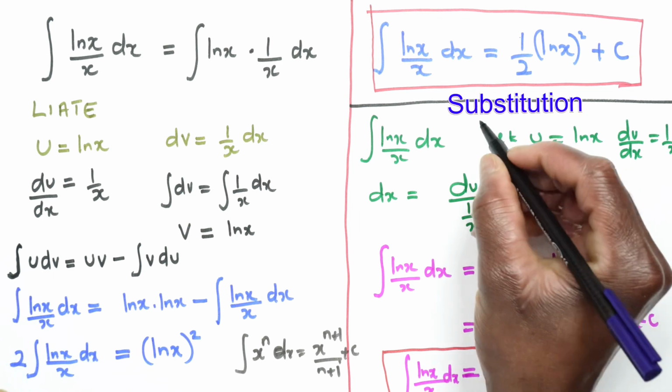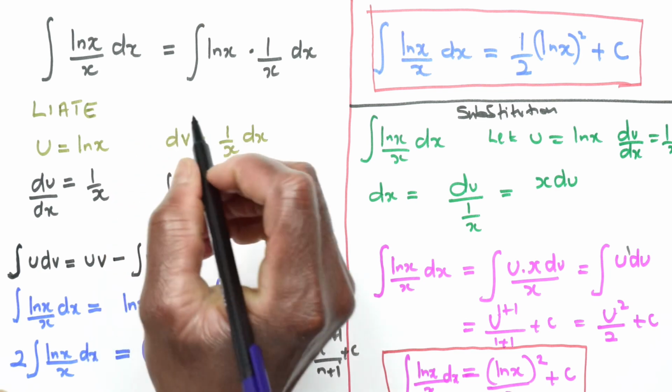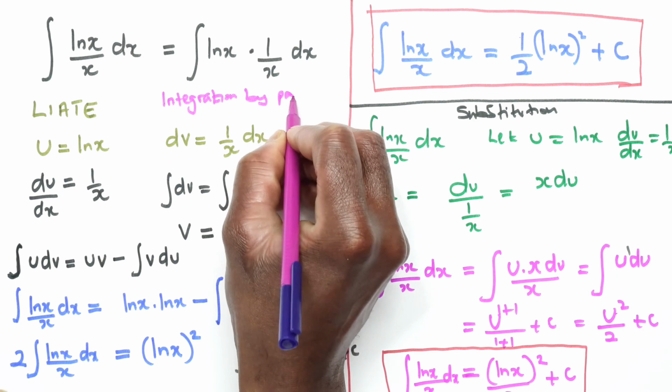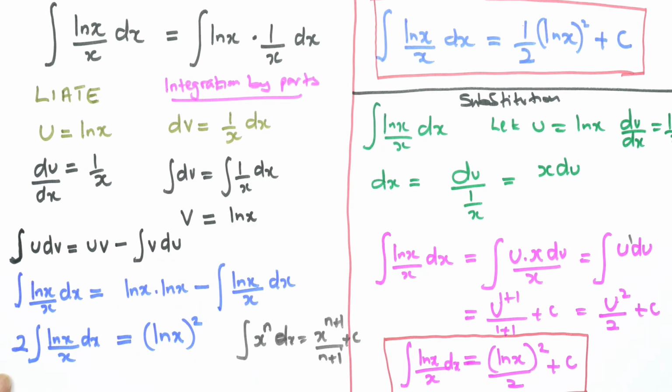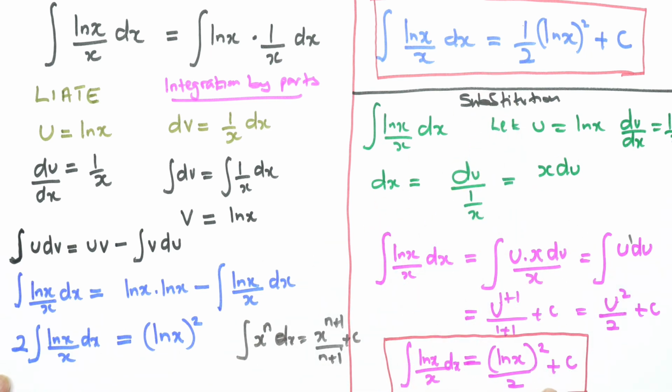So this method is substitution, and the other method is integration by parts. Whichever one you prefer, whether integration by parts or by substitution, you get the same answer.